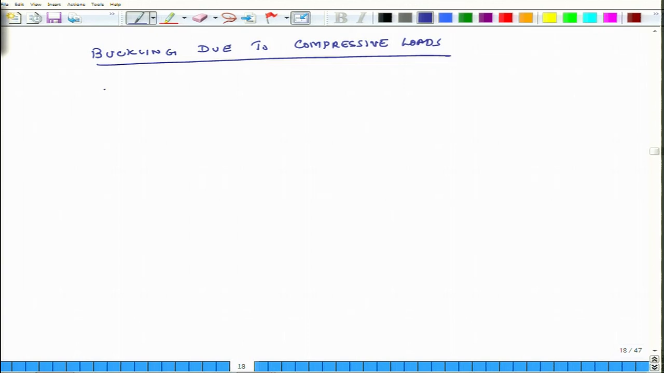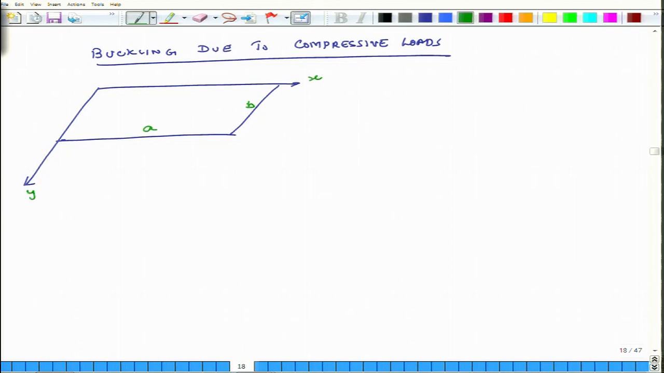So once again we consider a plate. The dimensions of the plate are b and a. This is my x axis, y axis, this is the z axis, and the plate is simply supported on all four sides. It is a rectangular plate and it is simply supported on all four sides, and I have to explicitly say what the simple supports mean. On this side it is also seeing some compressive stress, let us call that N.